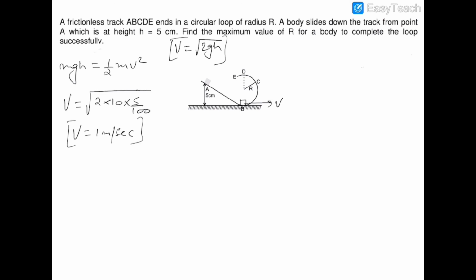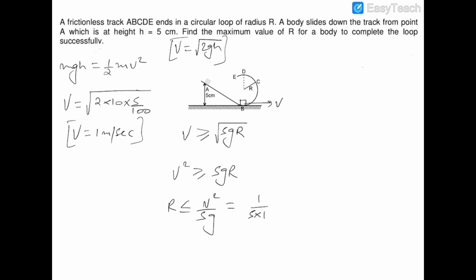Now to complete the circle, this V should be at least equal to or greater than under root 5gr. So V square should be greater than or equal to 5gr, and R should be less than or equal to V square upon 5g, and V square is 1, and that 5 is 5 and g is 10.